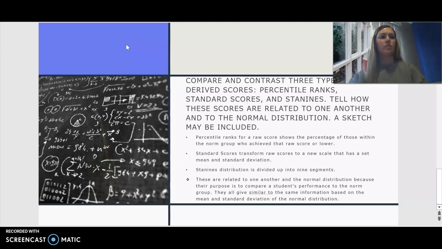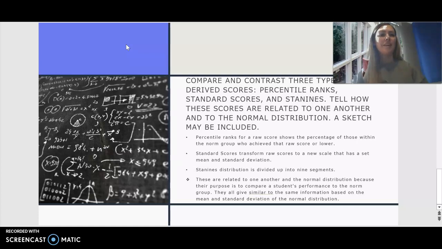And then standard scores transform raw scores into a new scale that has a set mean and a standard deviation. This means standard scores are helpful when comparing two different measures for the performance of the same individual. And then distributions can be made by using any mean or standard deviation.